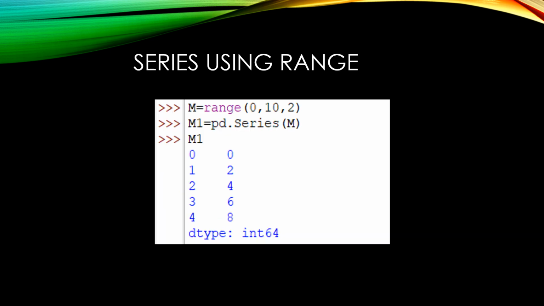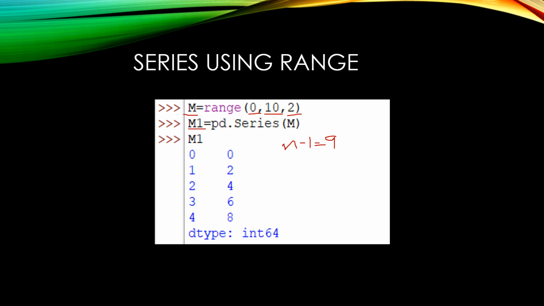Another way to create series is using a range. We are creating an object M equals to range 0, 10, 2. 0 is the start value, 10 is the stop value. As 10 is the stop value, we know range goes to n minus 1. So the range will be 0 to 9, right? And the step value is 2. So it will go as 0 plus 2, then plus 2, then plus 2.